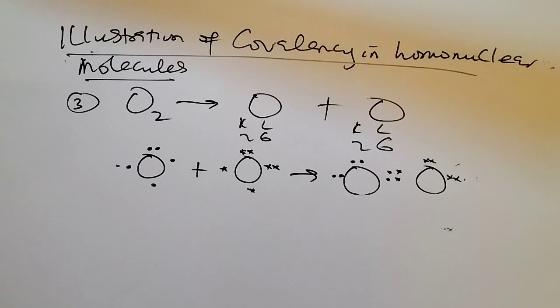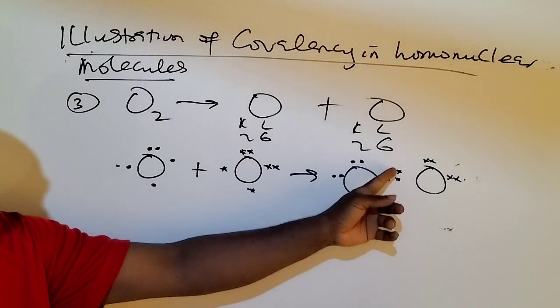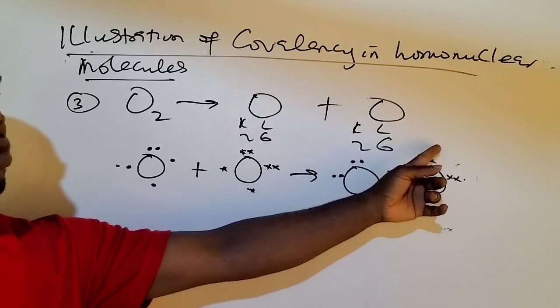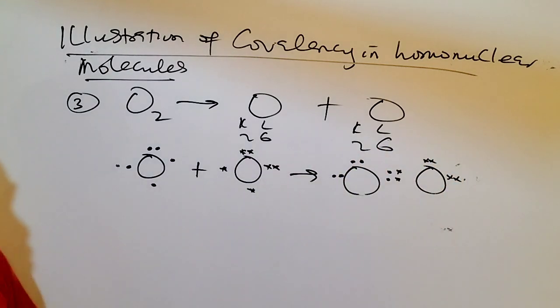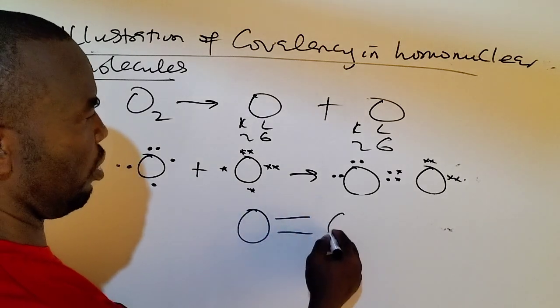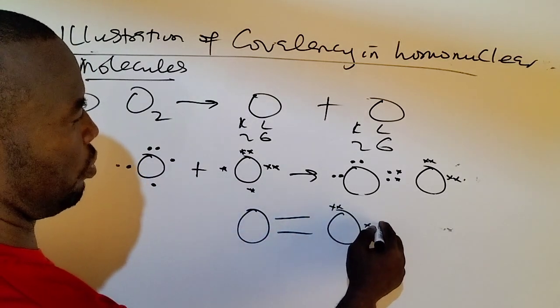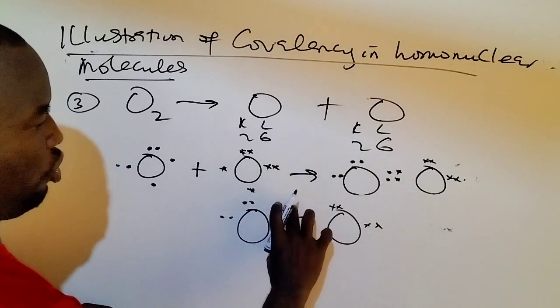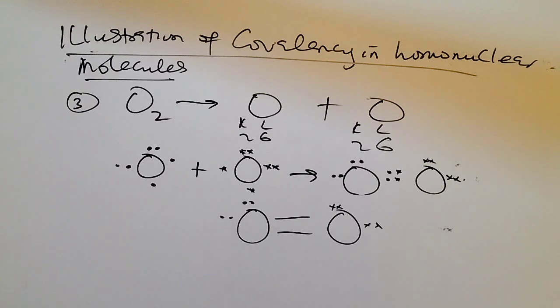So how many bond pairs are in the oxygen molecule? 2 pairs are shared here, so 2 bonding pairs of electrons. How many lone pairs? 2, 4, 6, 8 electrons, so 4 lone pairs. What kind of covalent bond do you have in the oxygen molecule? The oxygen molecule has a double covalent bond, because 2 pairs are being shared.